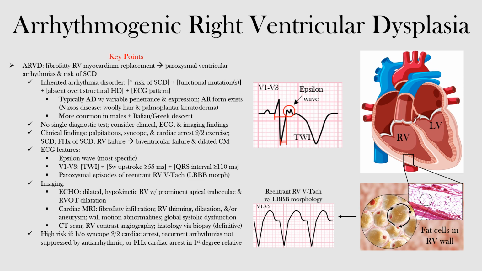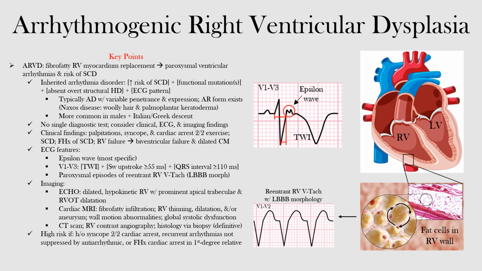Arrhythmogenic right ventricular dysplasia, which is also known as arrhythmogenic right ventricular cardiomyopathy, is predominantly a genetic disorder of cardiac muscle. It is characterized by pathologic fibrofatty replacement of the right ventricular myocardium and can occasionally involve the left ventricle as well. This myocardial disruption from fibrofatty replacement often leads to the development of non-sustained or sustained ventricular arrhythmias and an increased risk of sudden cardiac death.